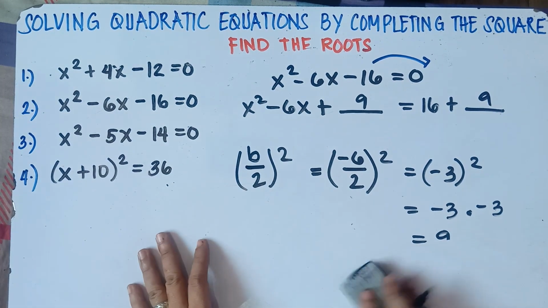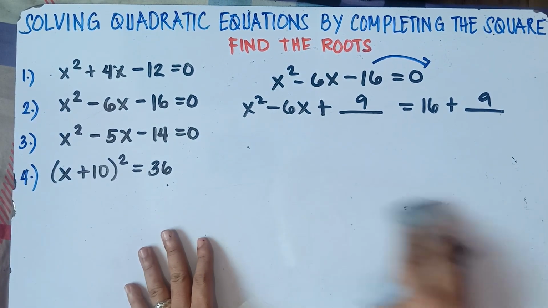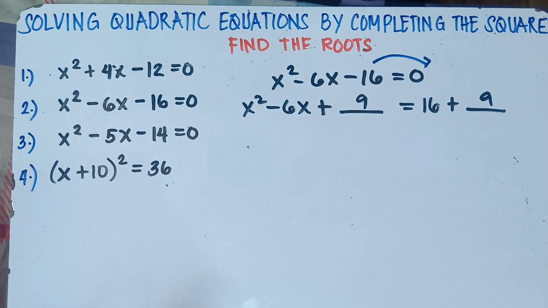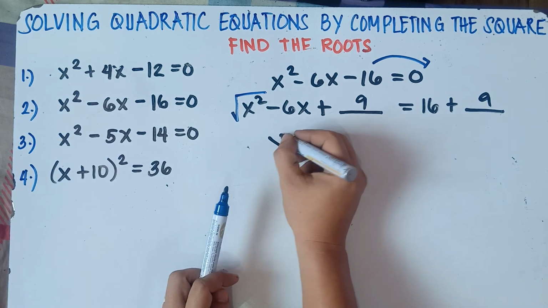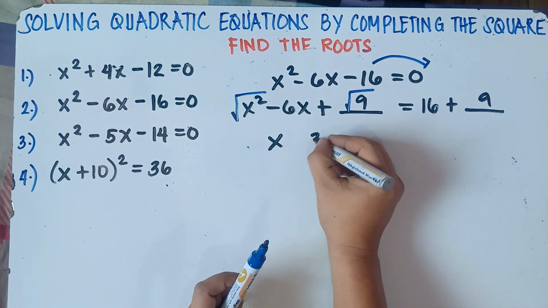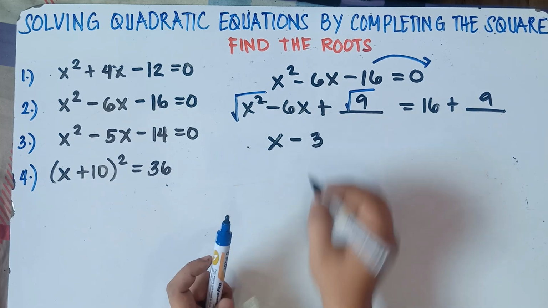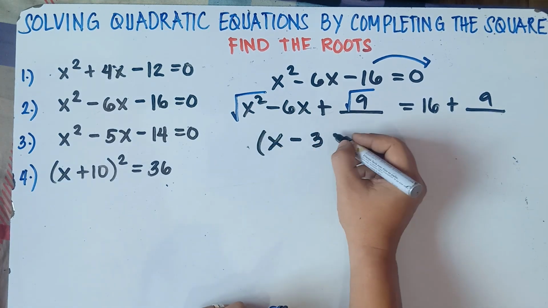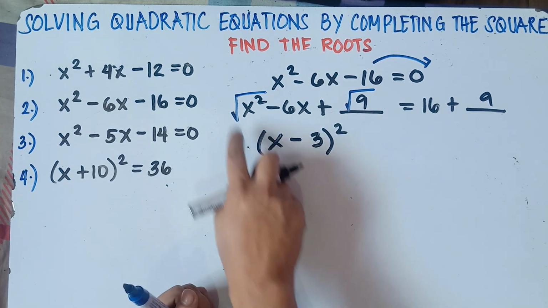Now, once again, this is a perfect square trinomial in which we can make it into the square of a binomial easily by simply getting the square root of the first term, the square root of x squared, that's x, the square root of the last term, the square root of 9, that is 3. You copy the sign of the middle term, copy this negative sign, you put open and close parentheses, then square.